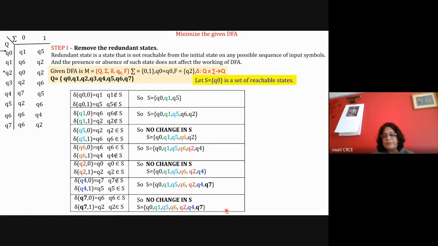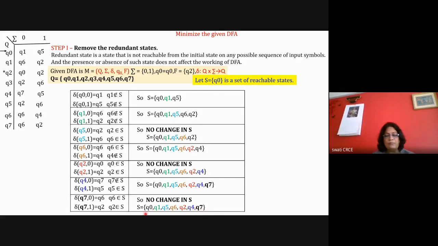There is no change, but I'm not getting any new state here. Here also there was no change, but I had some new state here, which I wanted to check. But now here there is no state. So now all the states are over, so we have to stop. At this point we have to stop.